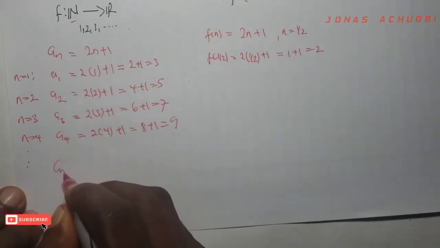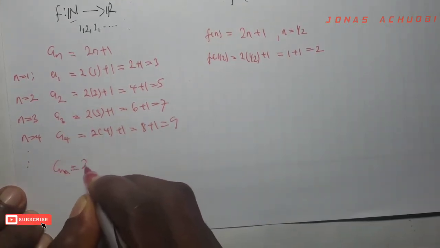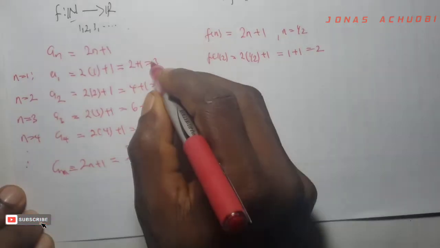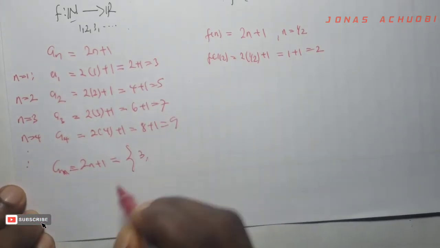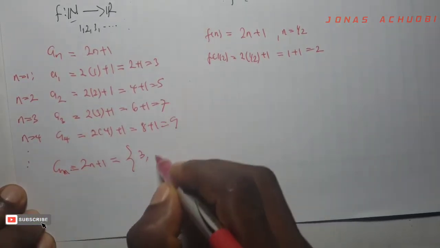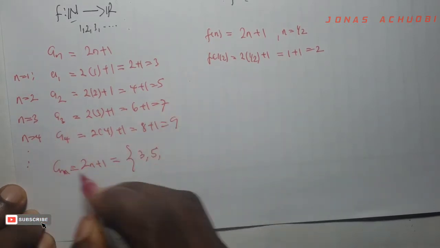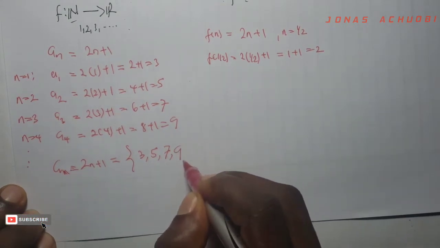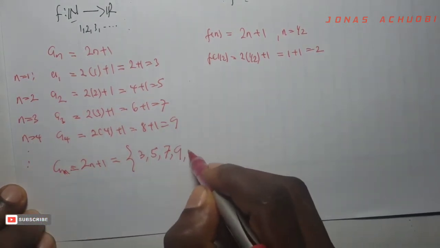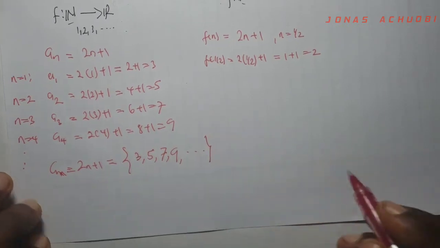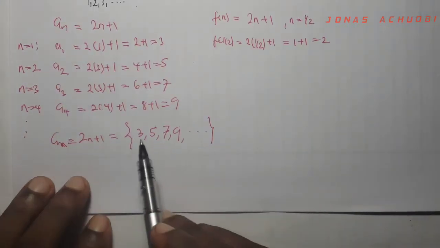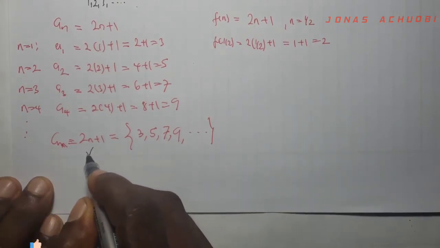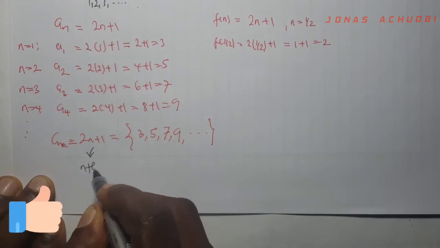So, a_n equal to 2n plus 1 has the following terms. The first term is 3, which corresponds to when n is equal to 1. My second term is 5, which corresponds to when n is equal to 2. My third term is 7, which corresponds to n equal to 3. My fourth term is 9, which corresponds to n equal to 4. And of course, this can go on and on forever. So, the terms of this sequence have been generated from this function. And for the case of the sequence, we call this function the nth term.